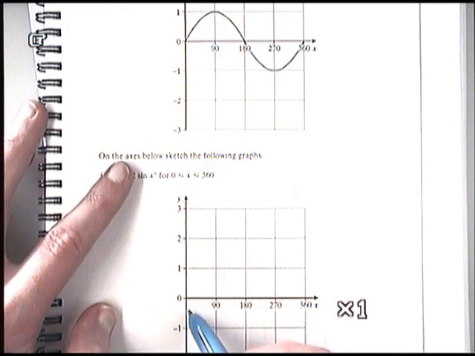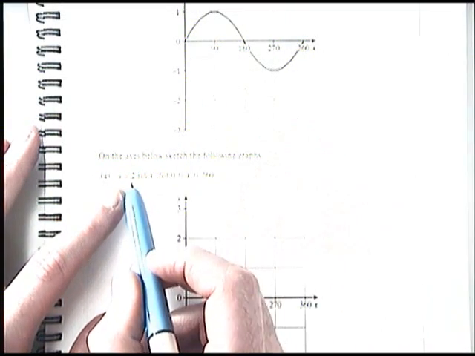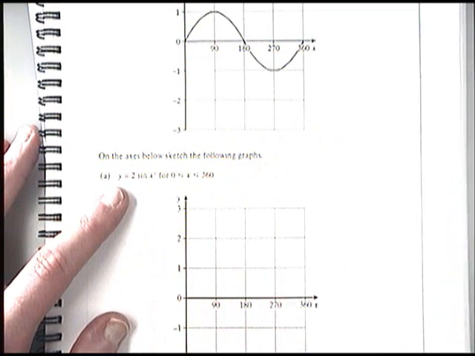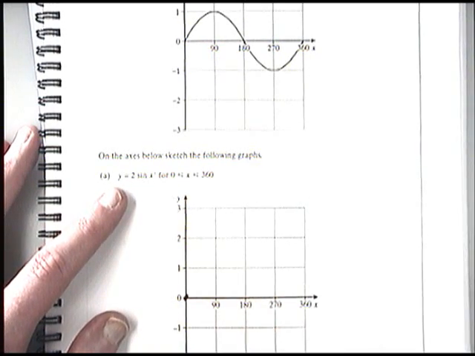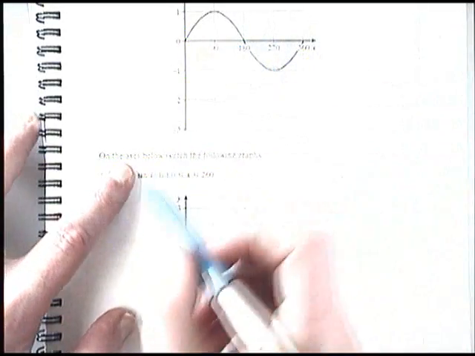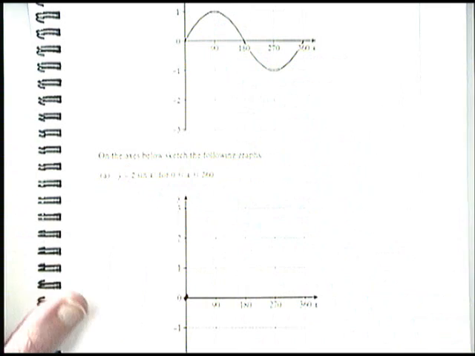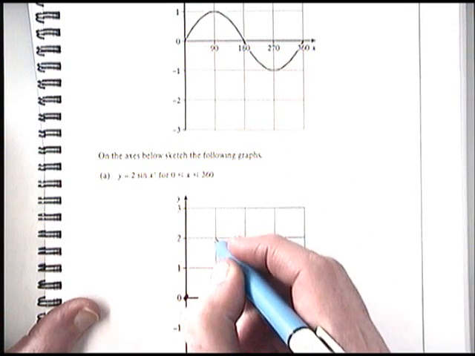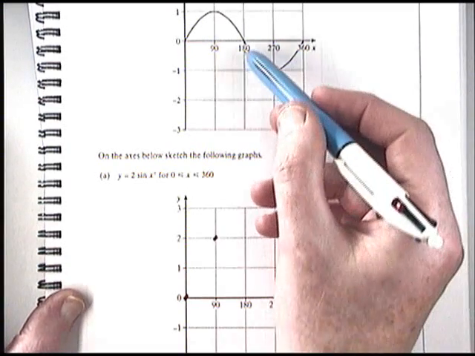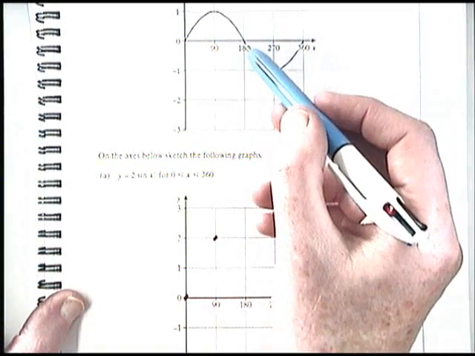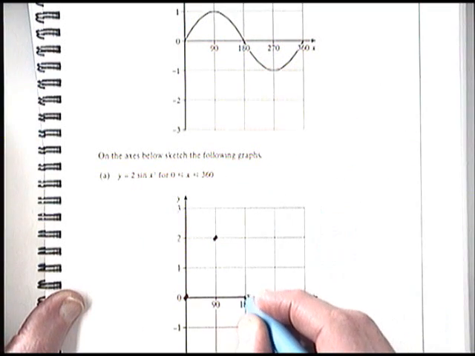When x is 0, sine x is 0. So 2 sine x is 2 lots of 0. So the graph here will go through that point of 0. At 90, sine x is 1. 2 sine x will be 2 lots of 1, which is 2. So the graph will go through here. When x is 180, sine of x is 0. 2 sine x will be 2 lots of 0. That will be 0.